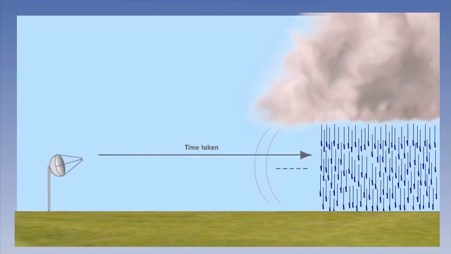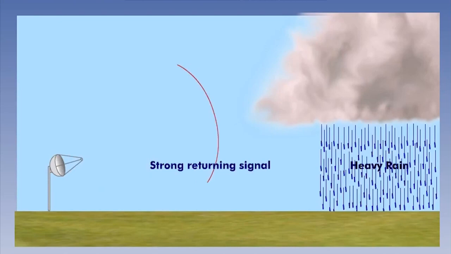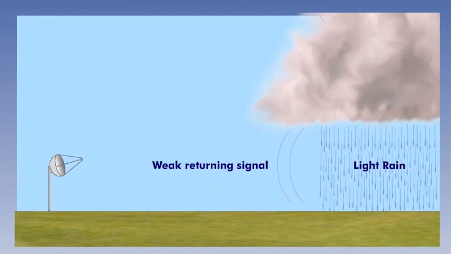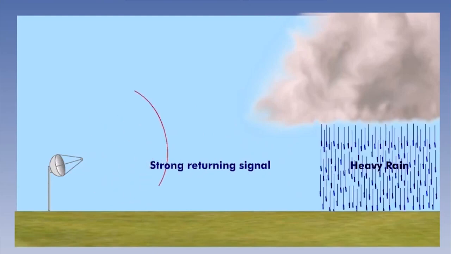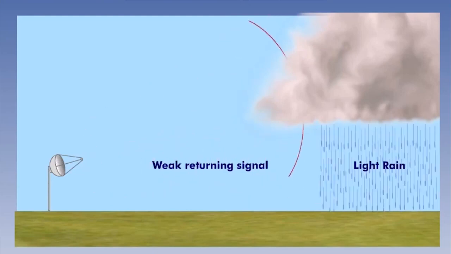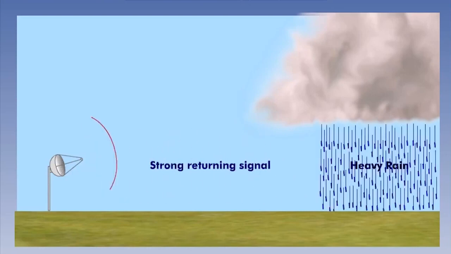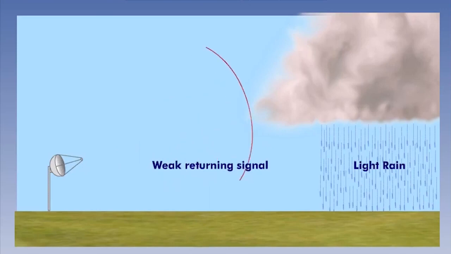The time elapsed between the broadcast of the signal and the arrival of the return signal is directly related to the distance between the precipitation and the radar unit. The reflectivity, or the amount of power reflected back to the unit, provides information about the precipitation intensity. The type of precipitation can also be estimated from the reflectivity. As a rough guide, the heavier the rain, the stronger the returning signal.